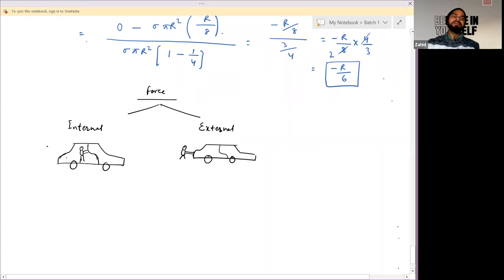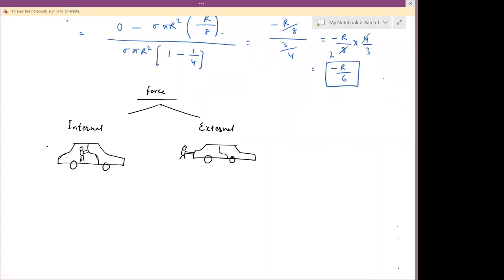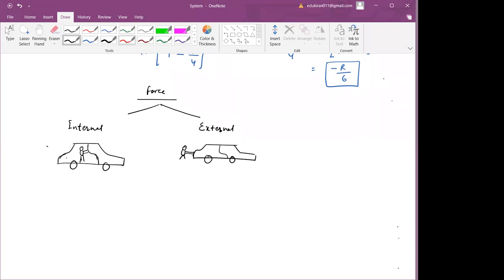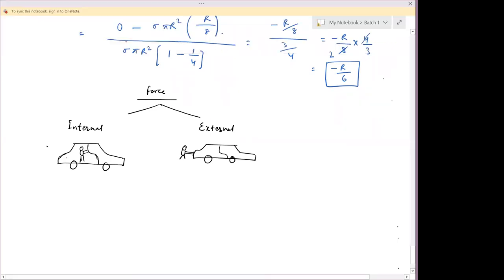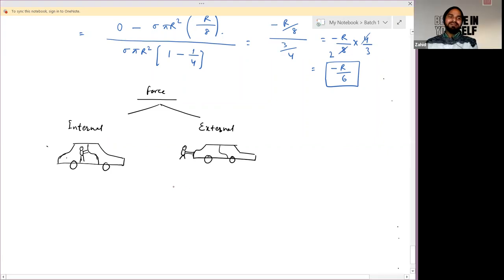Khalid? Yes, sir. Why not internal force? Sir, the force is only applied on the seat. Okay. Whether you apply on the seat or the back of it, it will remain the same. Let me define it for you. In the first case, not touching the ground.